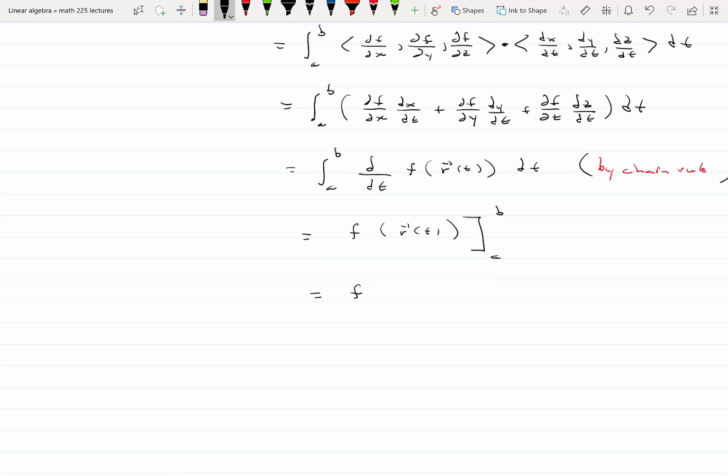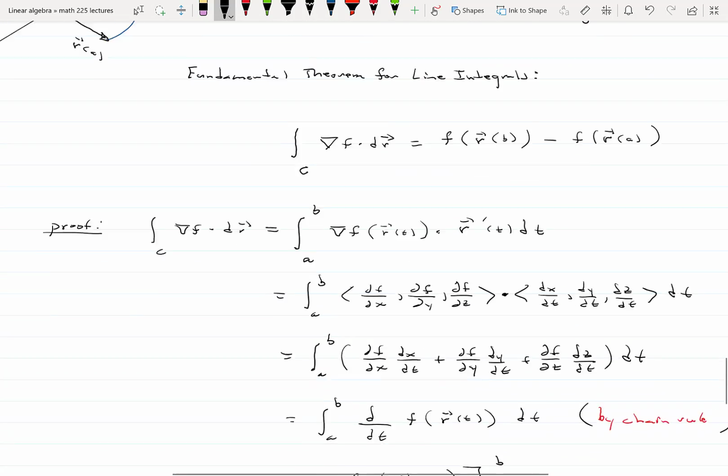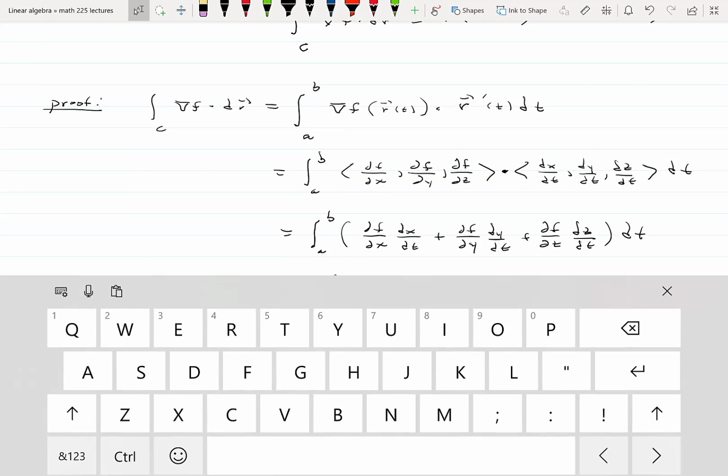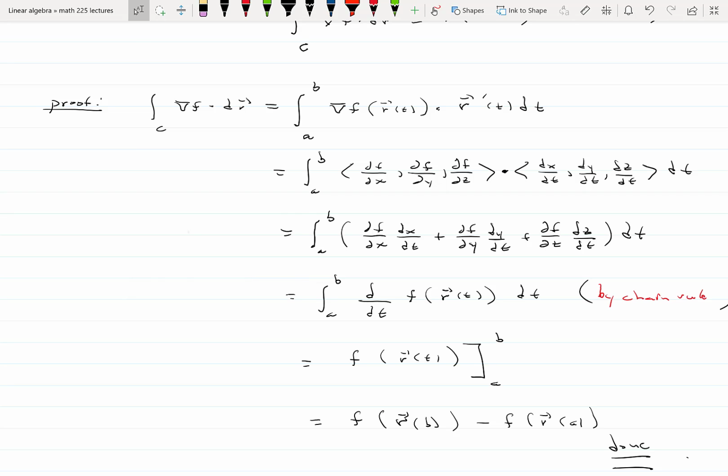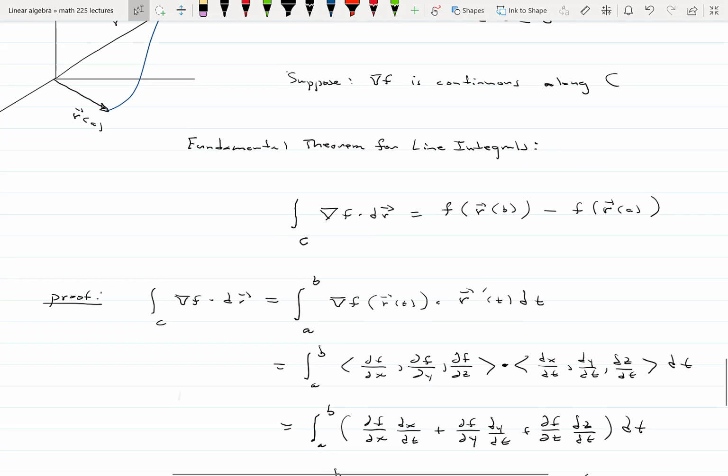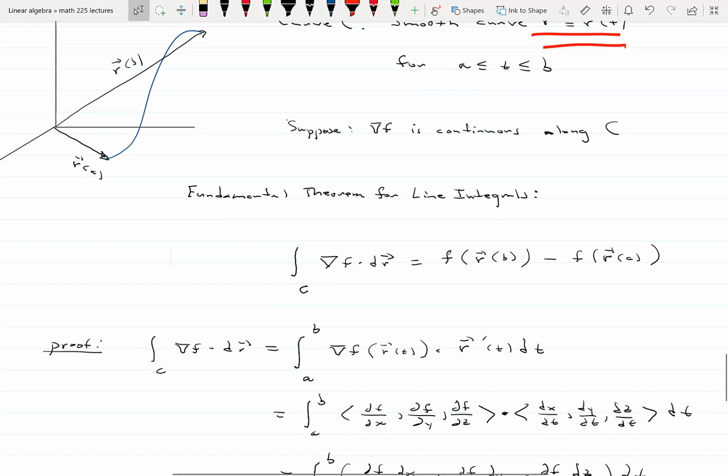The fundamental theorem of calculus from Calc 1 says this is the value of the function at r of b minus the value of the function at r of a. Okay, done. This is a proof of the fundamental theorem of calculus for line integrals. Don't get too lost in the details of the proof. I mostly want you to understand what the fundamental theorem is saying.